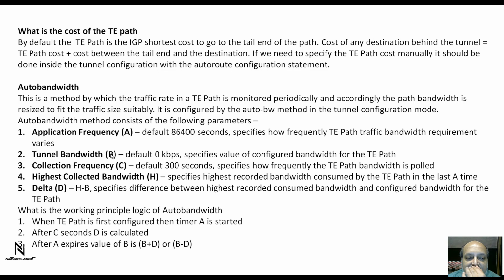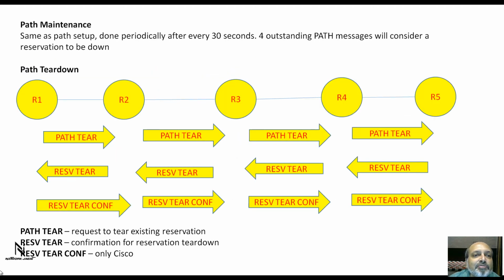So this collection frequency is actually how frequently, or after which time interval, RSVP will poll or monitor the entire path, whatever its condition is, right? And this polling is not for path maintenance, where it was actually an issue of whether the path is available or not, right? Because if you once again visit here, 4 outstanding path messages will be considered as a reservation to be down.